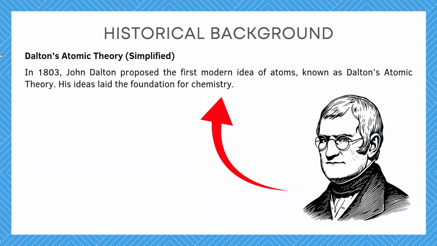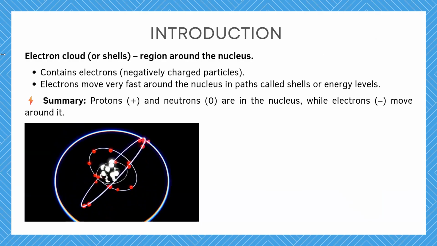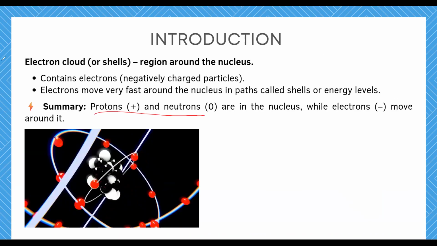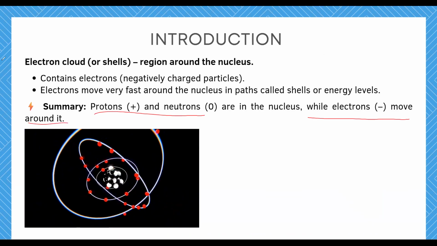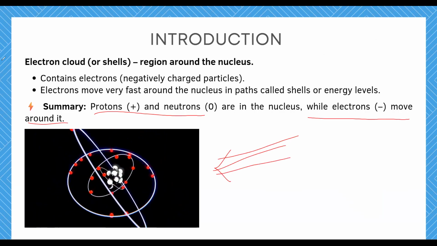Good. So in summary, protons and neutrons are in the nucleus, while electrons move all around it. You can see that illustration being shown perfectly here. Yes, sir. Good. At this point, do you have any questions to ask?